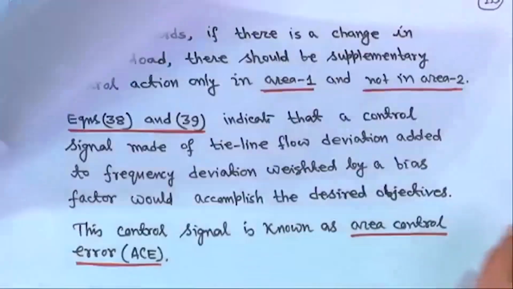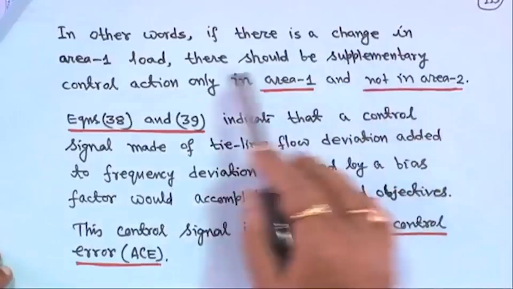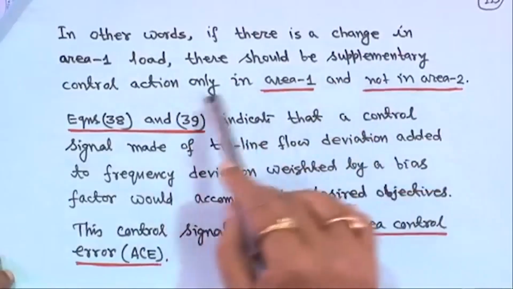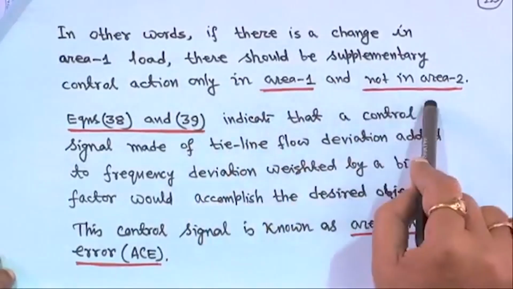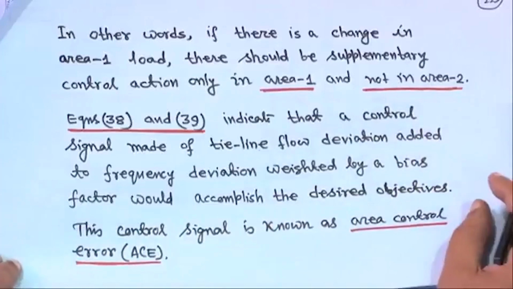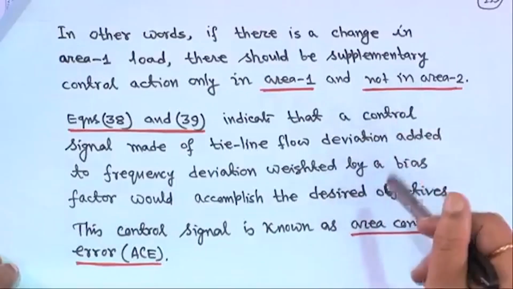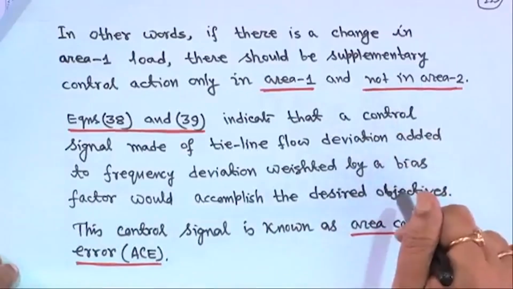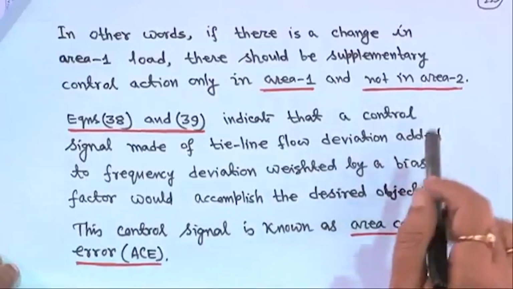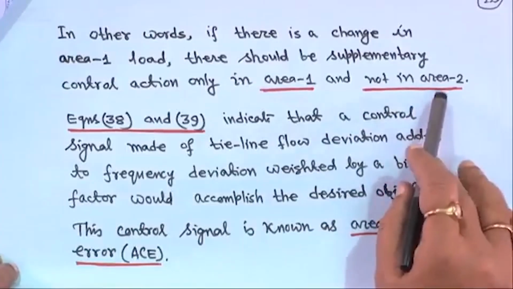So, in other words, if there is a change in area 1 load, there should be supplementary control action only in area 1 and not in area 2. That means the area 1 supplementary control action will be only in area 1 if there is a load disturbance in area 1, but not in area 2. That is the philosophy.